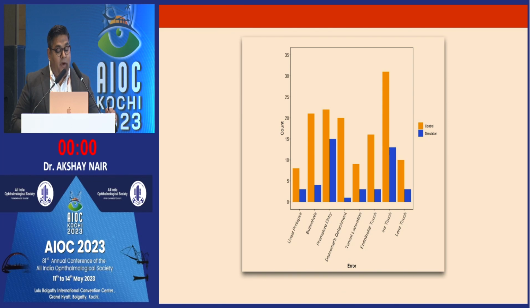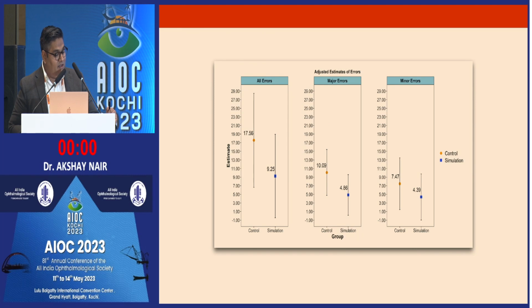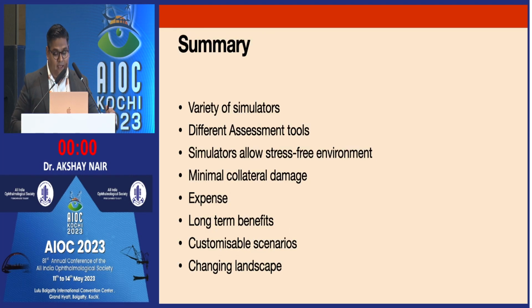Now, the orange bar that you see is the errors of the control group, the group that learned surgery through wet labs. The blue bar is those errors by trainees who learned on simulation. Now you can see there's a 50% reduction in the number of errors: major errors, minor errors, and in total, all errors.